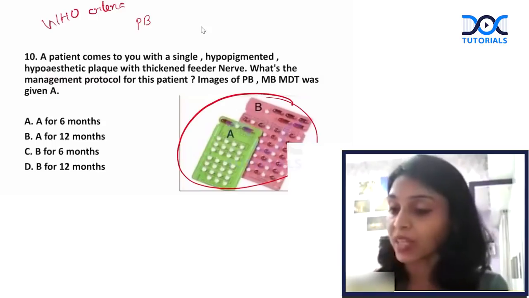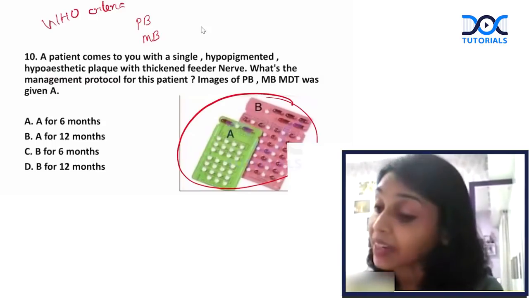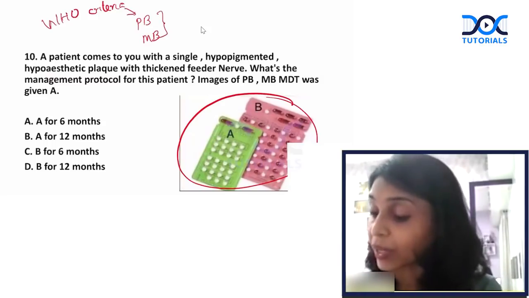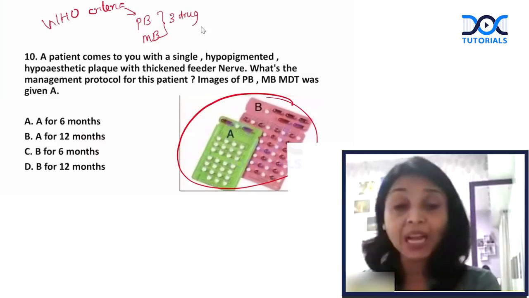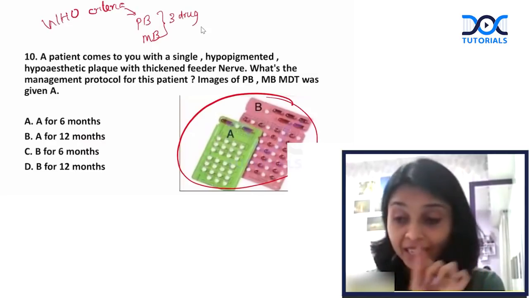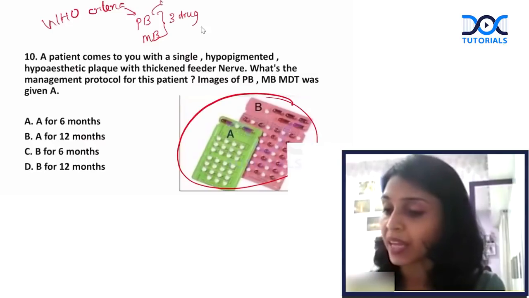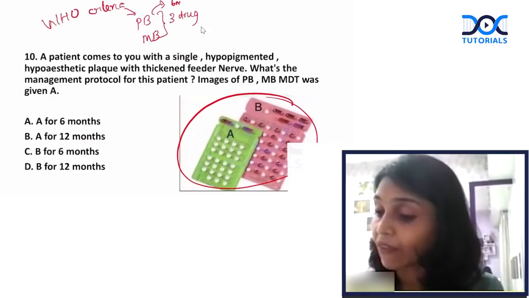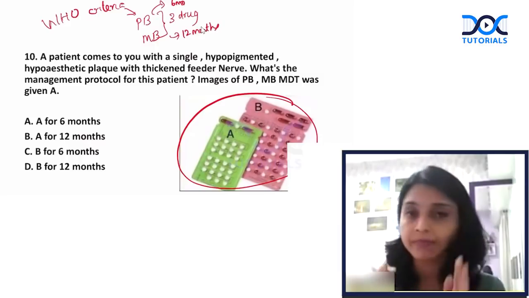So in WHO, for paucibacillary and multibacillary, you are giving a 3 drug regimen. You know which are those 3 drugs: rifampicin, dapsone, and clofazimine. The only difference in the WHO guideline is that in paucibacillary, you are giving the same 3 drug regimen for 6 months, whereas in multibacillary, you are giving it for 12 months. This is what the WHO guideline says.